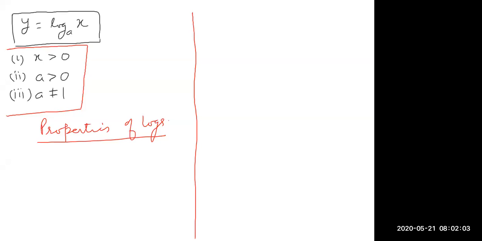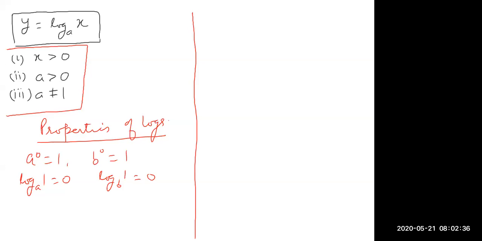So first property is, as we know, a raised to power 0 is equal to 1. b raised to power 0 is equal to 1. If you convert this into log form, what will you get? Log of 1 to the base a is equal to 0. Base will remain base here. Log of 1 to the base b is equal to 0.